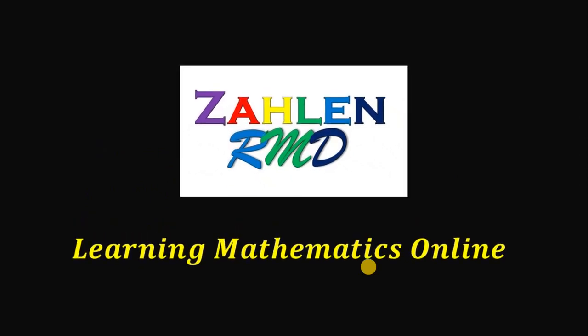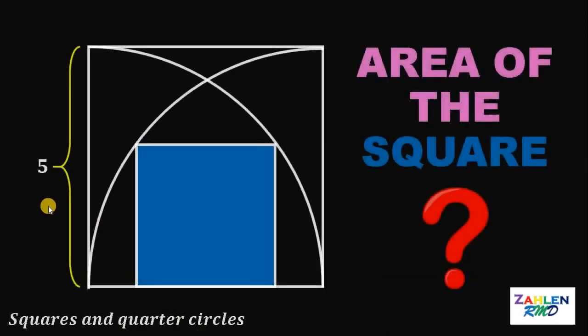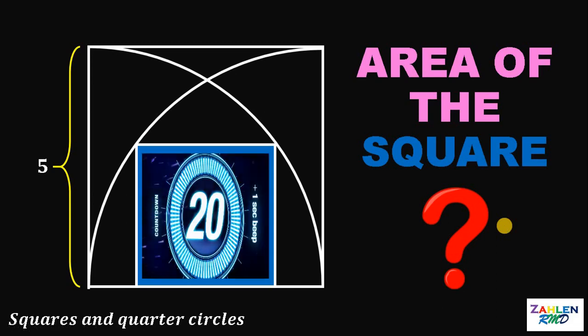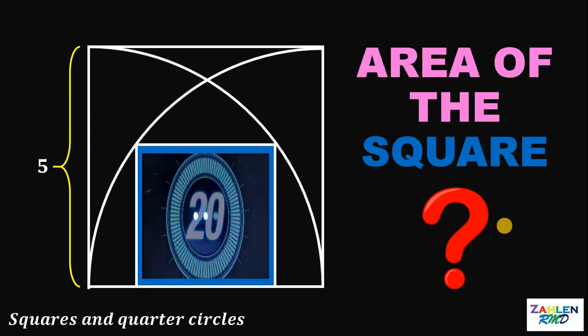And here's our question. Given the square with a side length of 5 and this quarter circle, and inside of it we have a square shaded in blue, then the question is, what is the area of the square? Now, if you want to try this problem, you can pause this video. You have 20 seconds and the timer starts now.